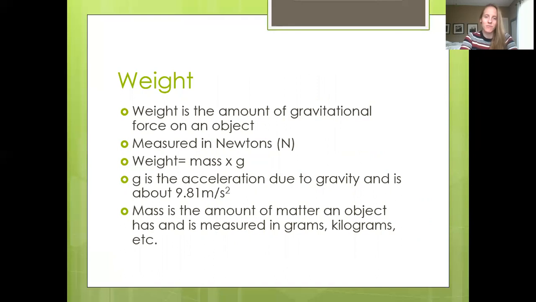Weight is the amount of gravitational force on an object, which is measured in newtons. It is mass times the acceleration due to gravity, which is 9.81 meters per second squared. That number, 9.81, is very important for a lot of your calculations, so lock that in. And then mass is the amount of matter an object has. It is measured in things like grams or kilograms. So remember, weight and mass are not the same thing. Mass is what we are actually talking about when we say how much something weighs. Weight is measured in newtons, and it is the downwards force on something.